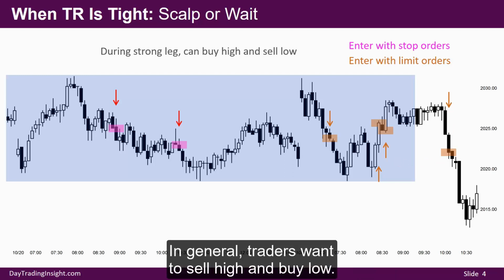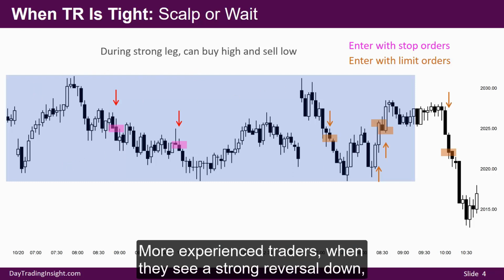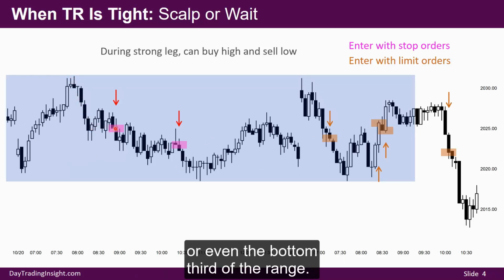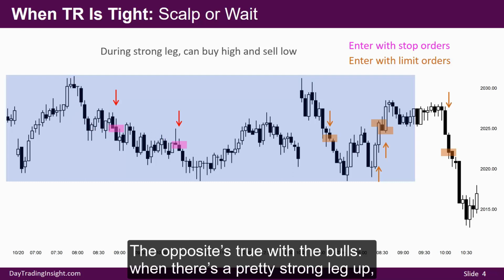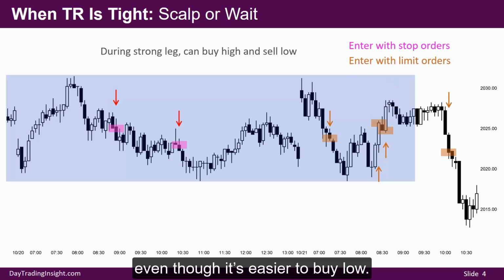In general, traders want to sell high and buy low. That's the best way to trade. More experienced traders, when they see a strong reversal down, are willing to sell low, sell in the middle half or even the bottom third of the range. The opposite is true with the bulls. When there's a pretty strong leg up, they'll be buying in the middle of the trading range, even though it's easier to buy low.